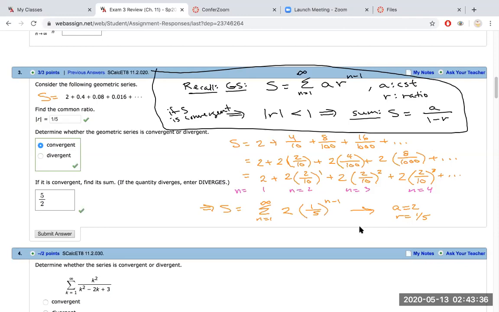Now, the absolute value of r is still equal to 1/5, and that is less than 1, which will be important later. So here's your absolute value of r. Okay, 1 second. Let me pause this. All right, continuing on here. So r, the absolute value of it is going to be 1/5. Because 1/5 is less than 1, we will have a convergent geometric series.